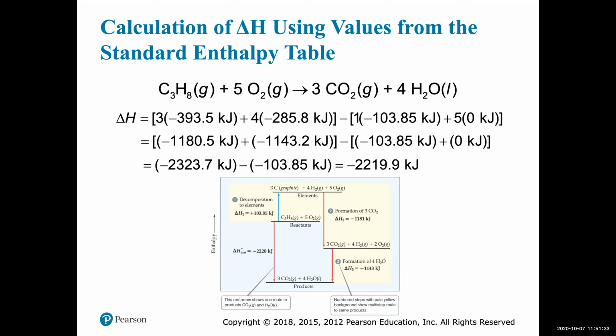Then we have 1 of the propane, C3H8, with a molecular weight of 103.85, plus 5 times the oxygen value. For oxygen, it's 0. So now we have our products minus our reactants. We sum up those two things. You can see the math there, and we get our final value of minus 2219.9 kilojoules.